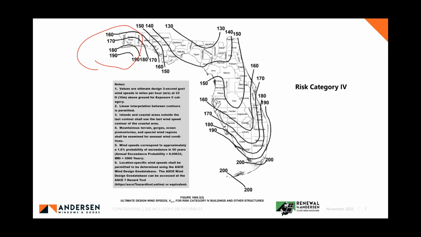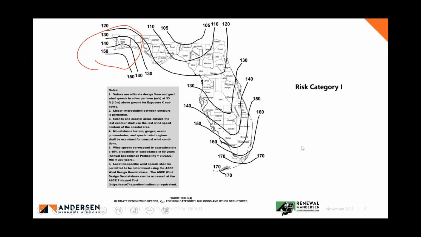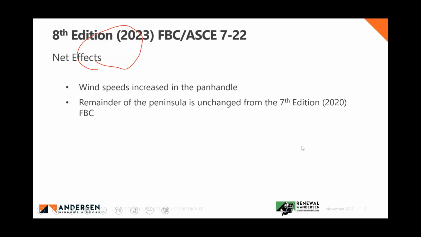While we're not specifically going into these details, we know risk category 4 buildings are ones that we expect to remain operational after an event. So wind speeds are going to be a little bit higher. But again, we see slight differences there in the Panhandle. And risk category 1, kind of the same thing.